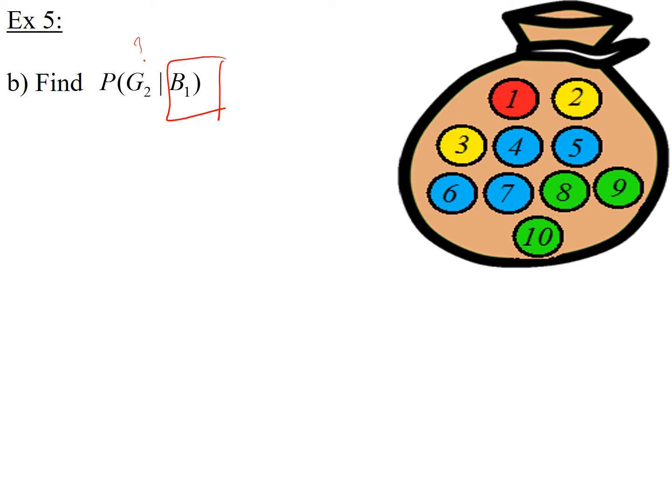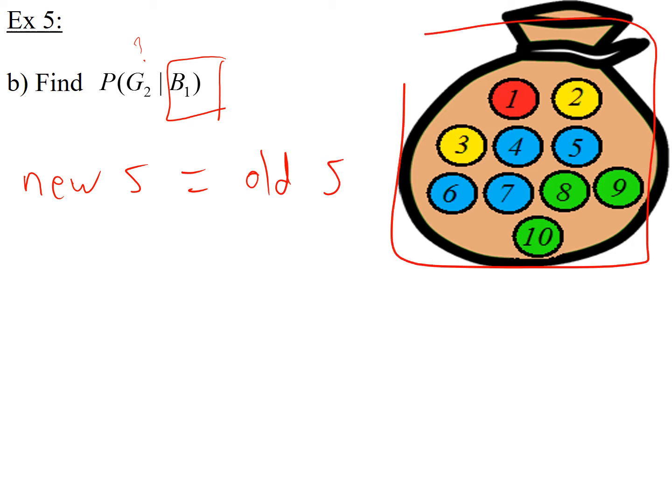Okay, that's great. But then we put it back in since we're drawing with replacement before we go to draw the second one. So when I go draw the second one, what does the sample space look like? The new S is the same as the old S. It's this. Nothing has changed because after we draw the first ball, we put it right back in. So I put it back in. Imagine I've drawn the first one, I put it back in, and I'm about to draw again.